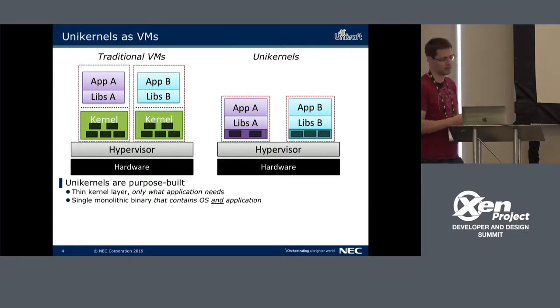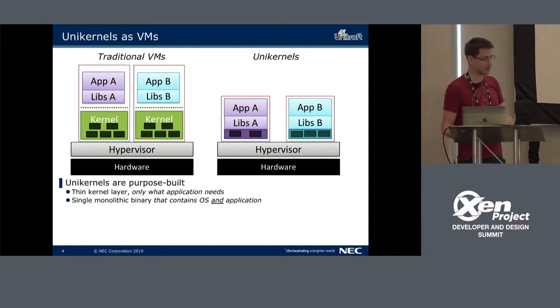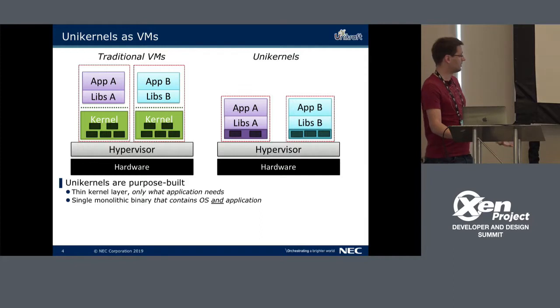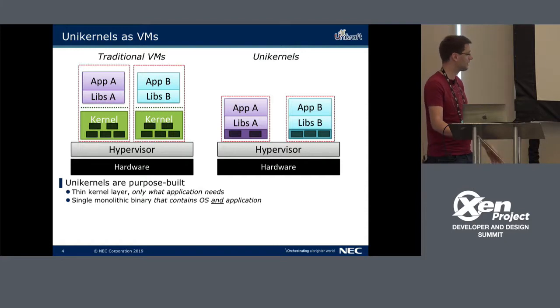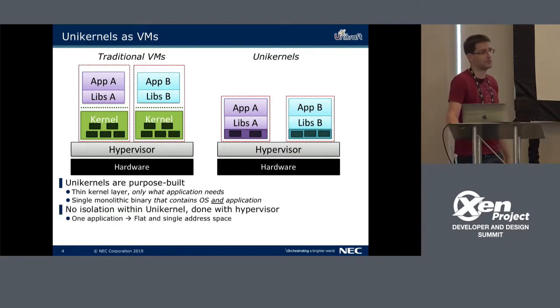One important thing is that unikernels are purpose-built OS layers. You have a thin kernel layer that has only what the application needs, and on the other side, only what your hypervisor or bare metal environment needs. For instance, on Xen you have only the Xen drivers within that OS layer. As a simplification, because we know it's just one application, you can build a monolithic binary. You can give up address isolation between kernel and application, so you get a single flat address space.